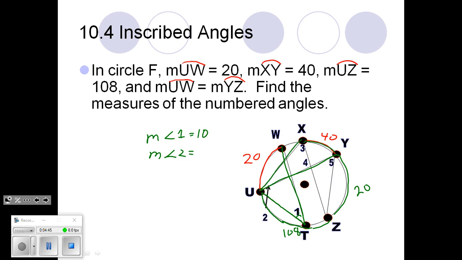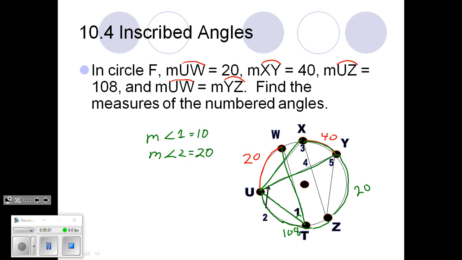That's going over here. Now, I know it looks smaller. We're going to go with the numbers that are given to us, because that's what we do. This is going to be 20, because the arc is 40. The angle is going to be half of it.